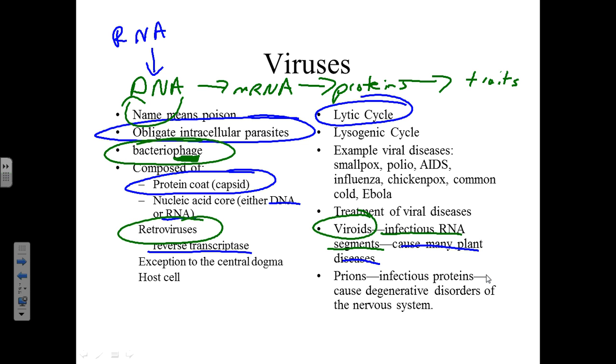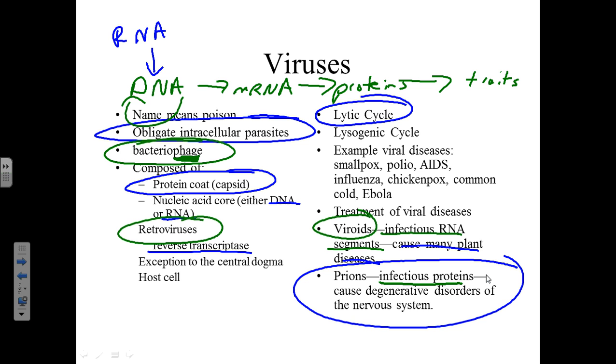I'll mention one thing that's kind of scary, and then I'm going to show you a little video clip and call it a day from there. There are these things called prions. They're infectious proteins. No DNA, no RNA, no replication, transcription, translation. Just pieces of protein that are infectious. And they usually cause really bad disorders of your nervous system. What's the most famous one of these? Mad cow disease, which you get from eating beef, right?